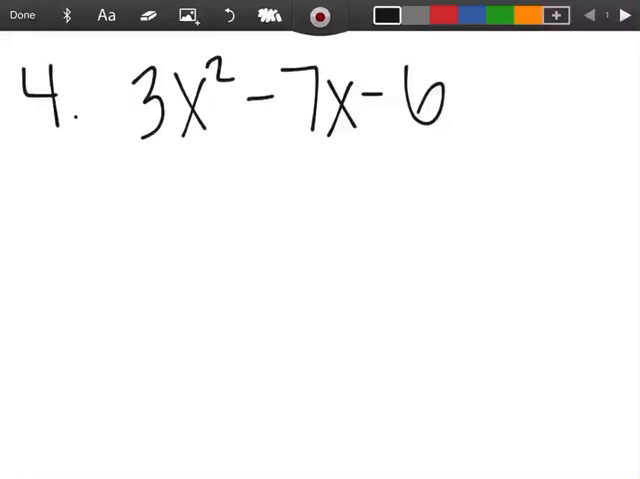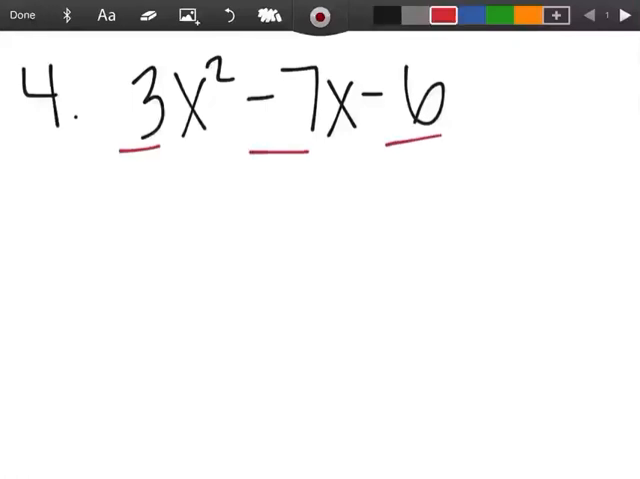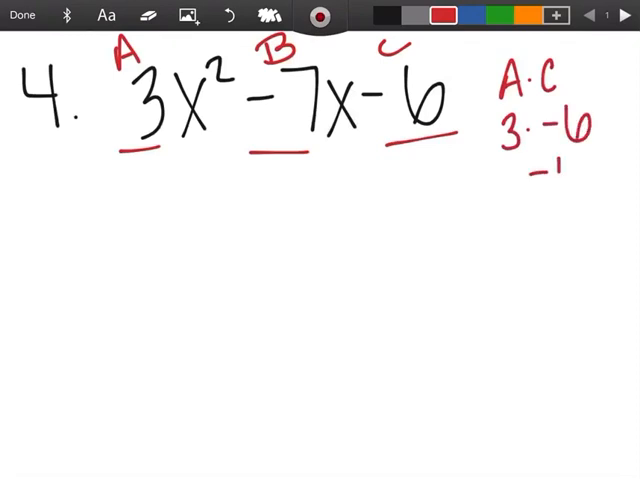To continue on with the AC method. In this case, I'm still labeling A, B, and C. It's just that A is 3, B is -7, and C is -6. So I'm still taking A times C. It's just that I'm taking 3 times -6, which is -18. So I'm looking for two numbers that multiply to be -18 and add up to be -7.